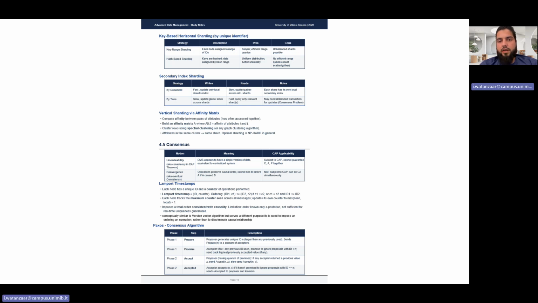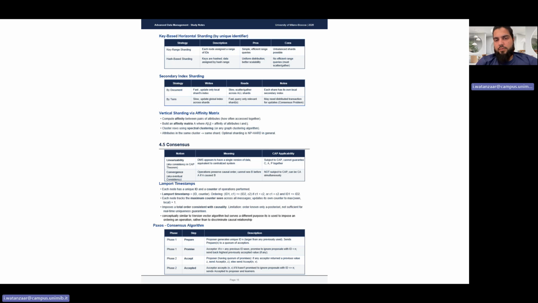Lamport timestamps. Each node has a unique ID. This is now the consensus, one of the methods through which we are implementing the algorithm. So the CAP theorem and the PACELC theorem, which was developed by Abadi.